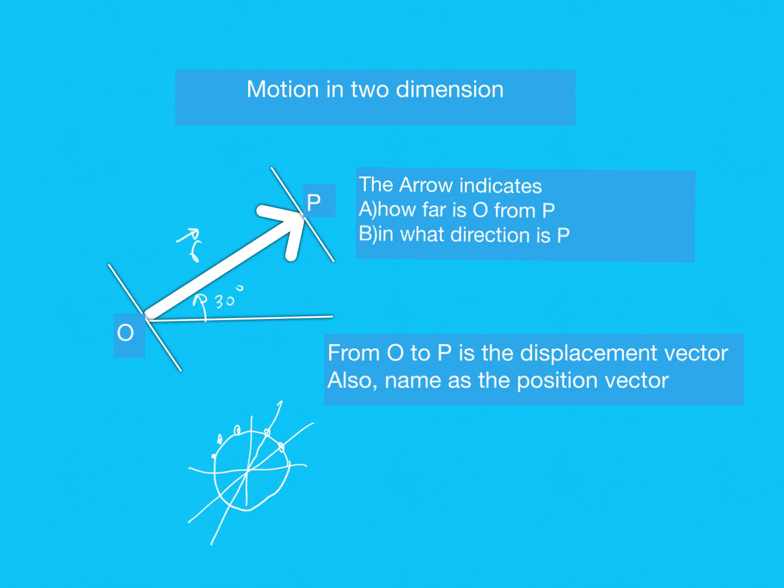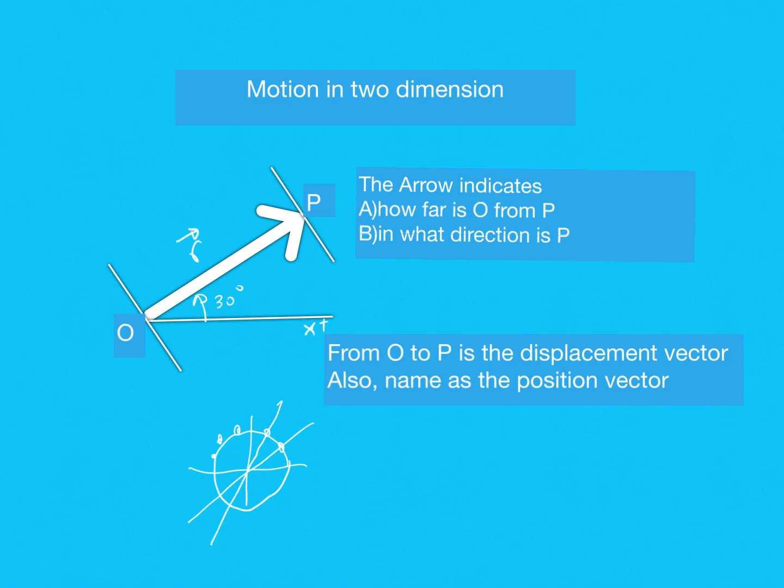To specify the direction, you need to put the vector in a system of coordinates and say, okay, this is the positive x axis, and the direction where I'm going is 30 degrees from the positive x direction. So the arrow indicates how far P is from O, let's say 10 kilometers, and it indicates in what direction P is, 30 degrees.